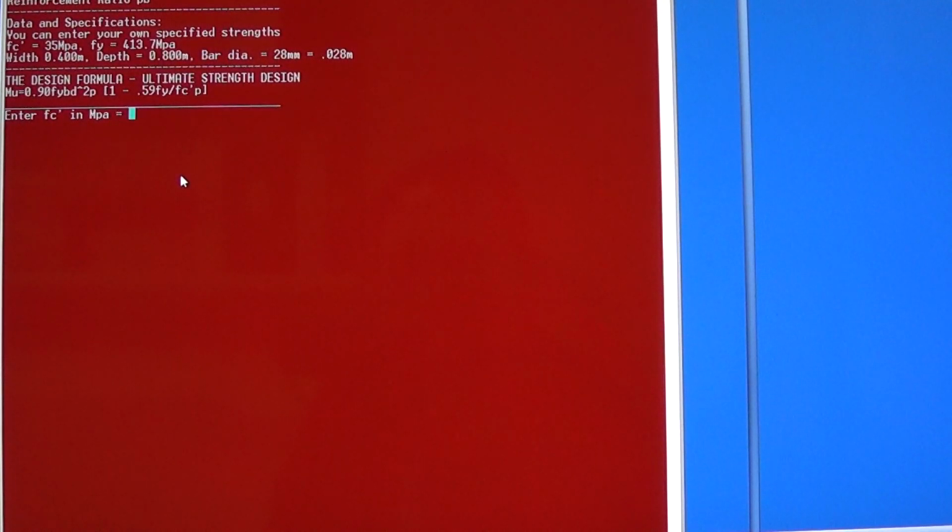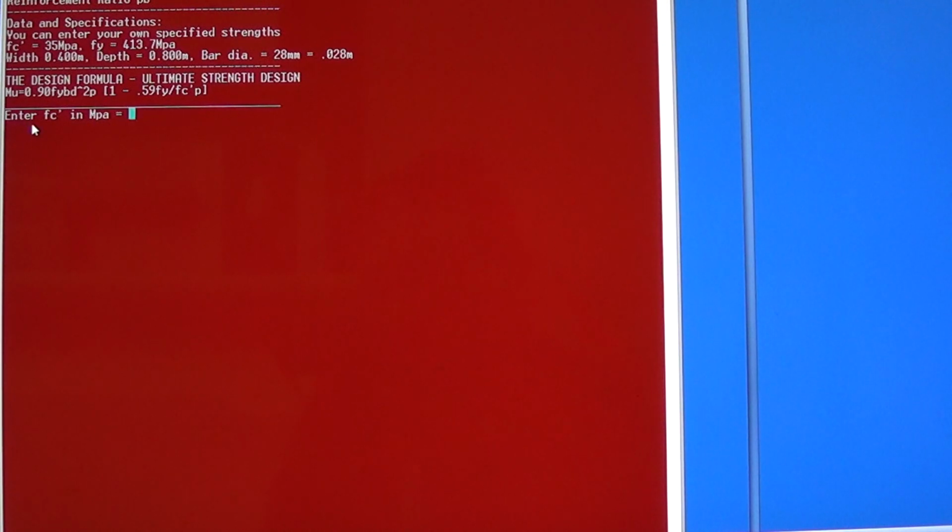Okay, let's design the beam tensile reinforcement. We already have the dimension of the beam, which is a 400 by 800 millimeter rectangular shape. In the beginning of the design, it will prompt you for the strength of concrete, which is right here, data and specification. You can enter your own specified strength. Here I use 35 MPa and 413.7 MPa for FY.